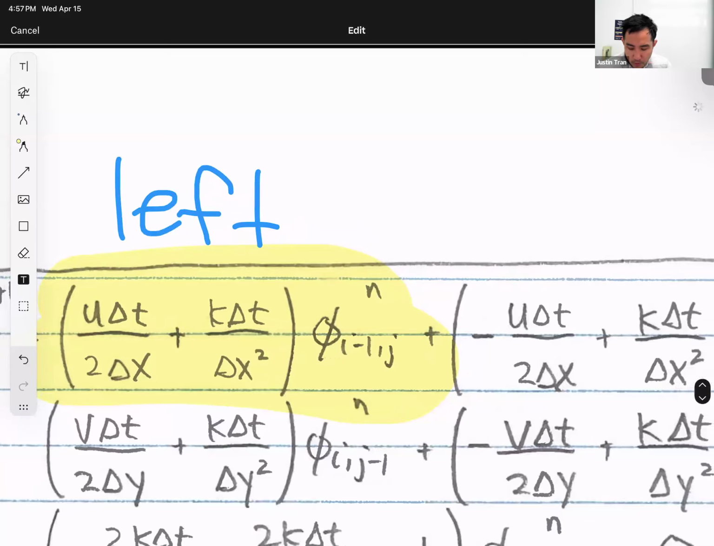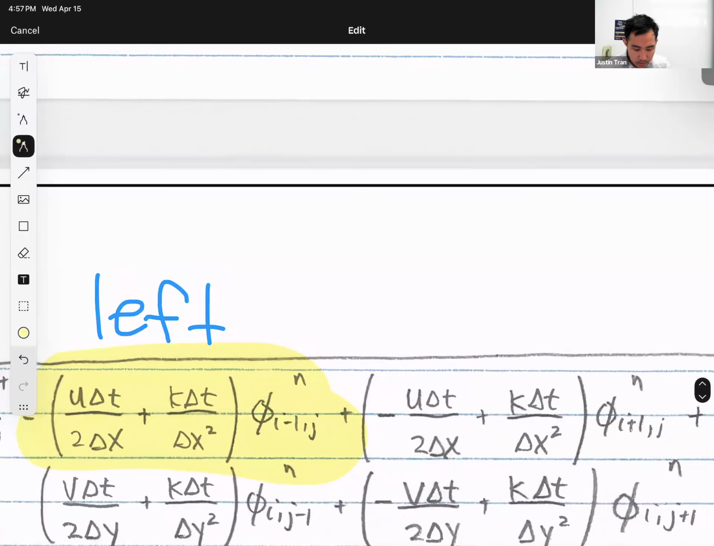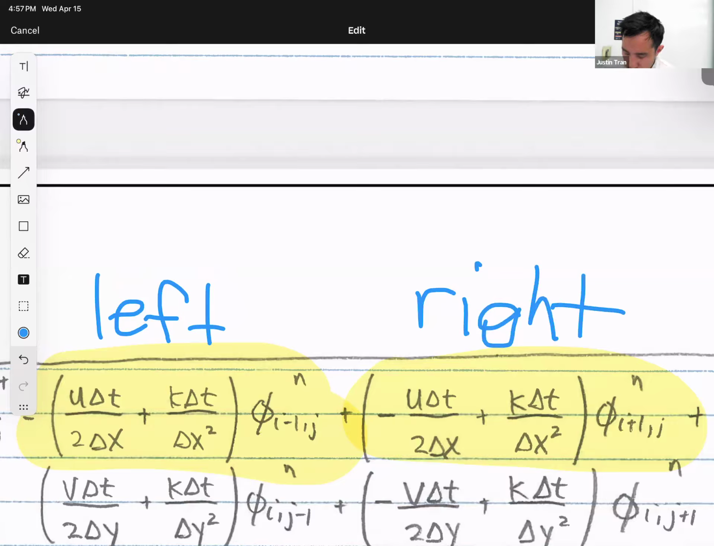And then after that, we move on to the right neighbor. So the right neighbor is this expression here. It looks very similar, it's just that the sign of the convection derivative is opposite. So we have a minus u delta t divided by 2 delta x plus k delta t divided by delta x squared, multiplied by phi i+1,j at n. So this right here is the right neighbor.